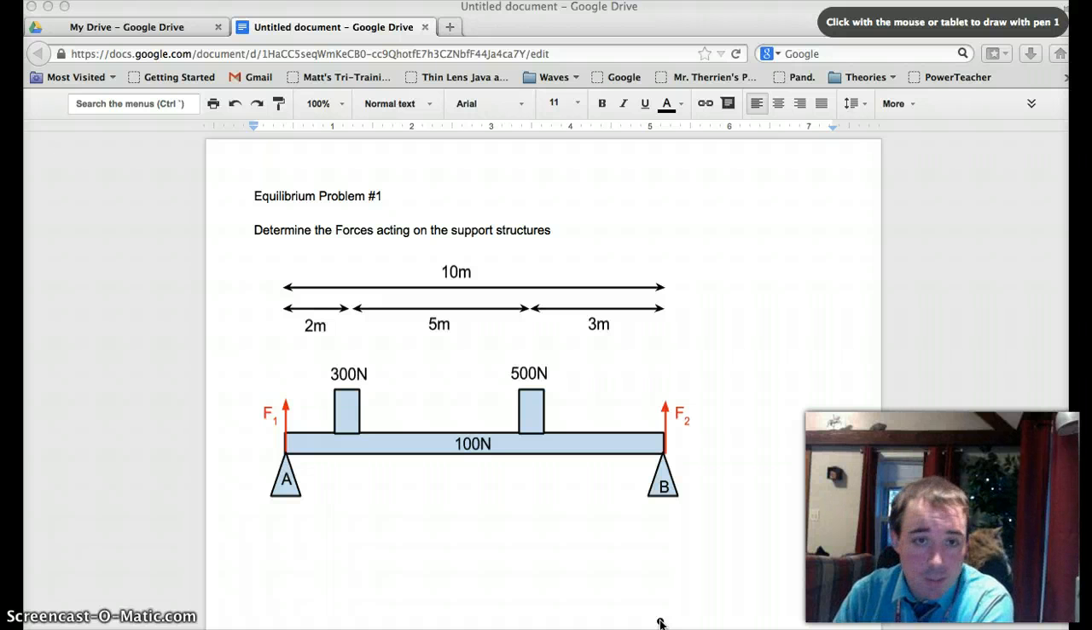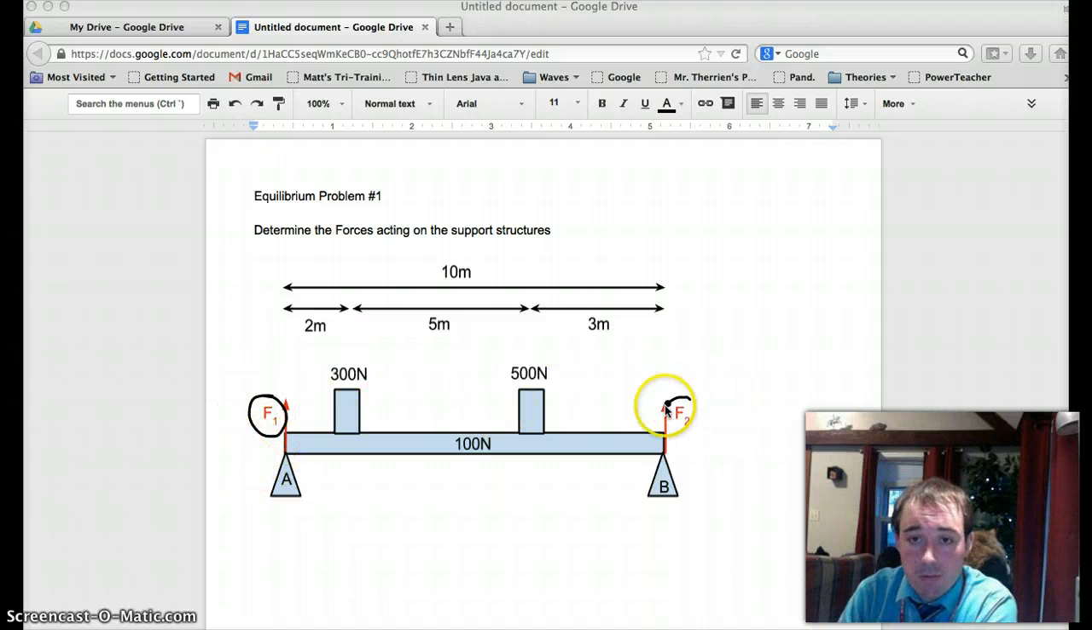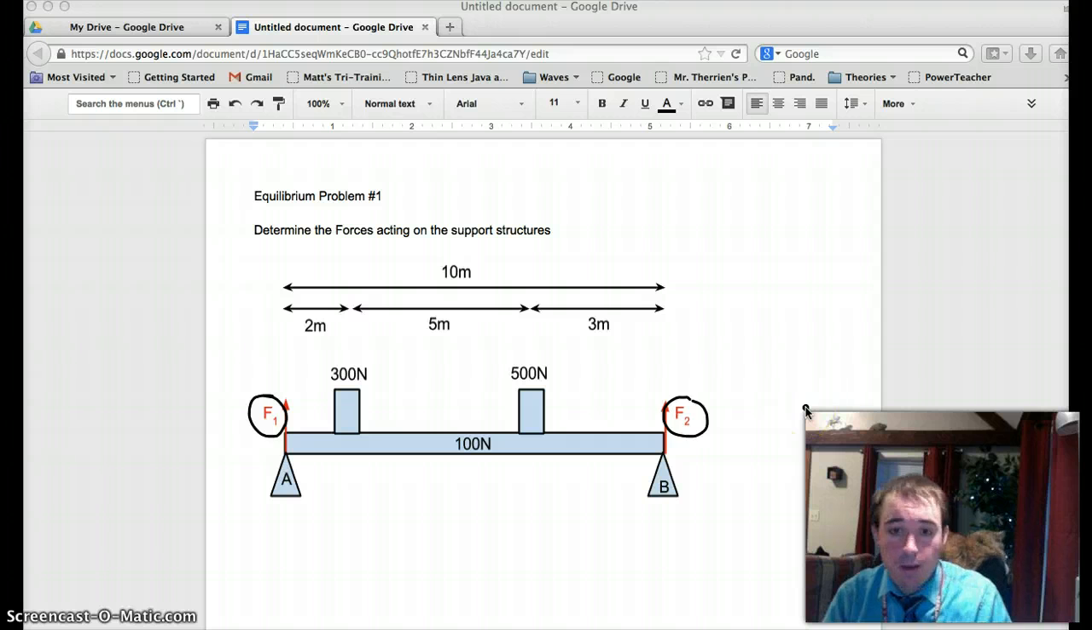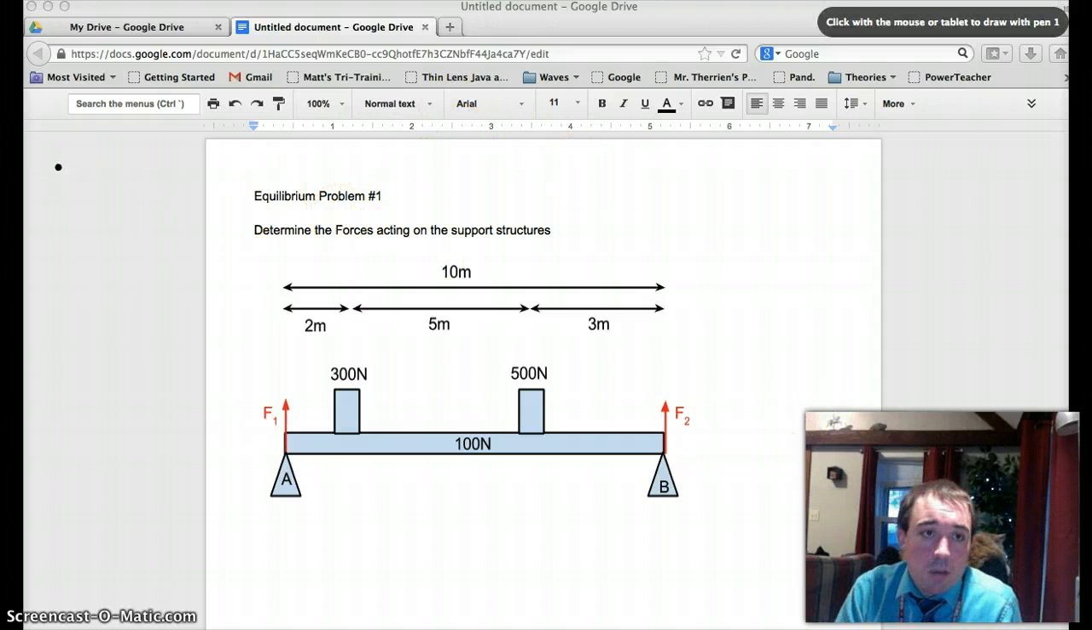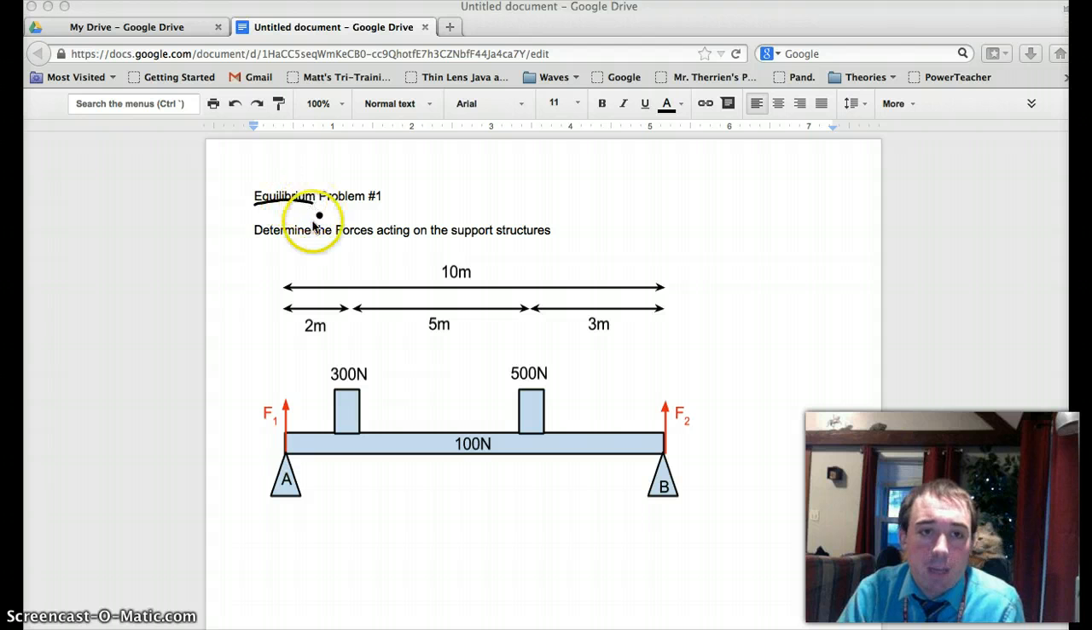What we are ultimately tasked to do is determine the forces acting on the support structure. So we have to find F1 and we have to find F2. And the way to do that is obviously through our two different equations that equilibrium requires.